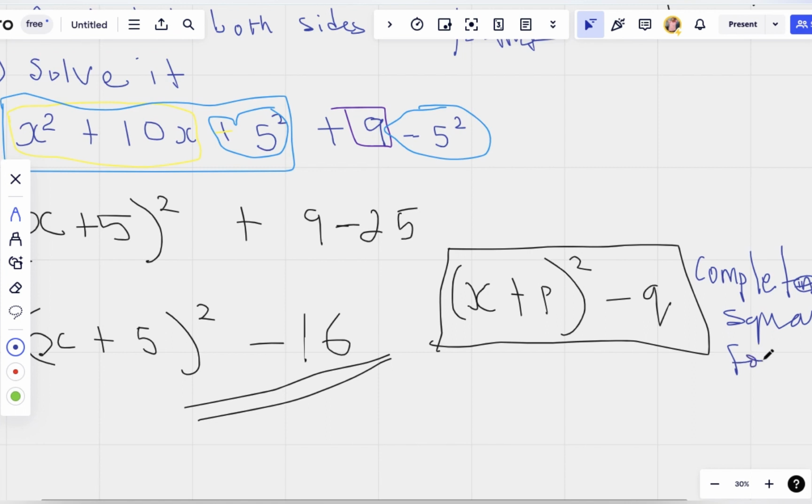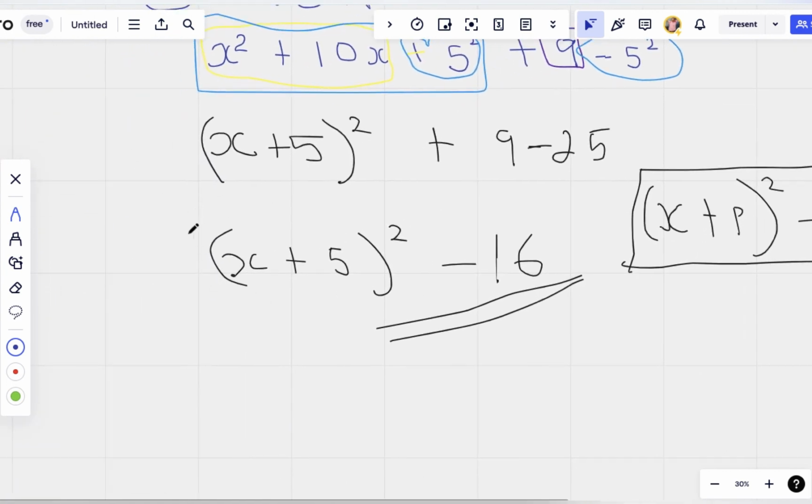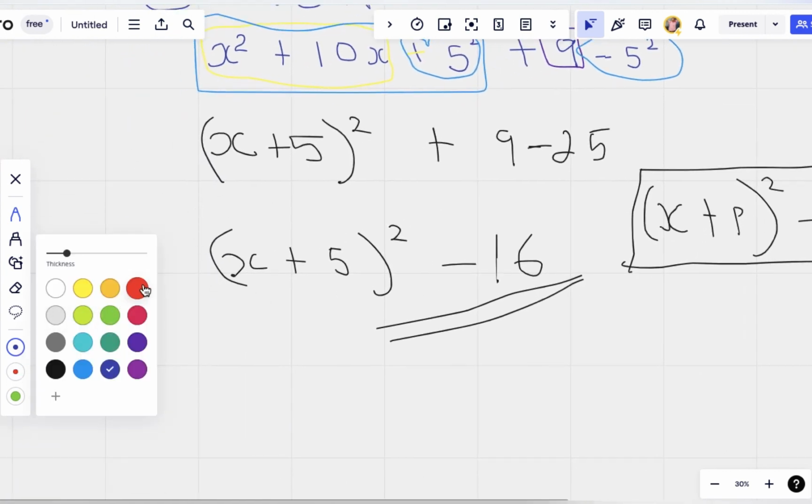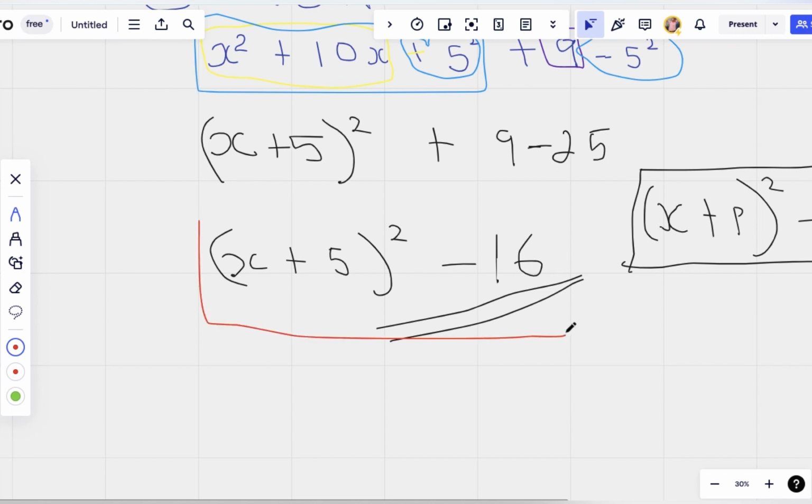Completed square form. Okay, so this one is called the completed square form. Writing it in this format, stopping here, is called completed square form. Sometimes they ask you to leave it in completed square form, and then you stop there.